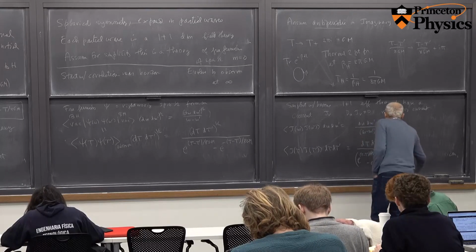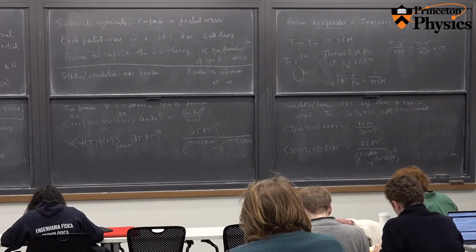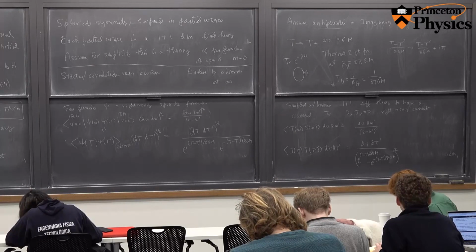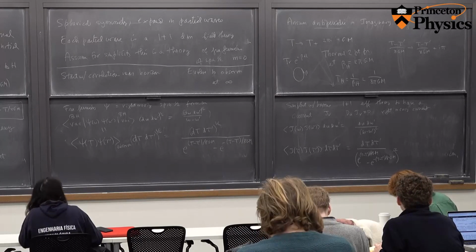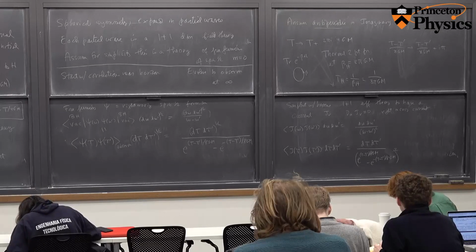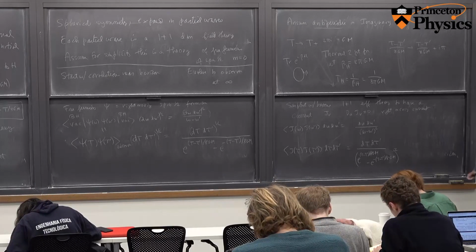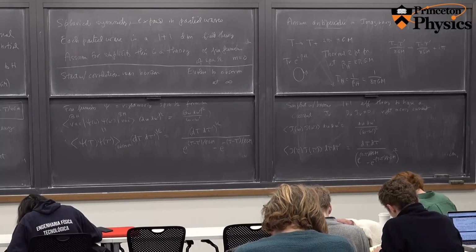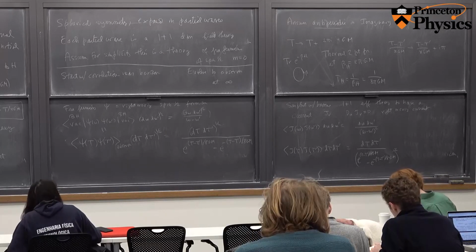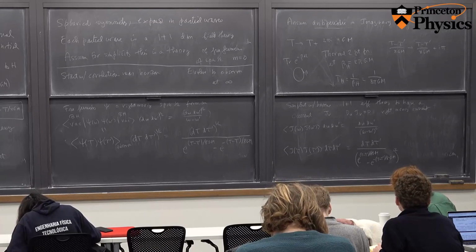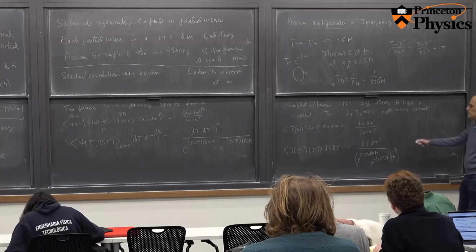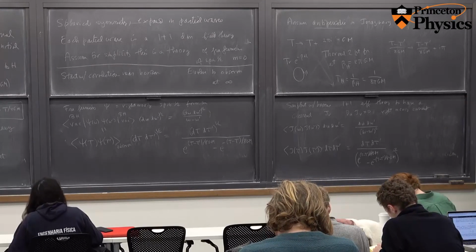Since it's the square of what we had before, it has the same periodicity, but now it's periodic rather than antiperiodic. And that, of course, is the correct answer for bosons. A thermal correlation for bosons is periodic in imaginary time with period beta, while for fermions, we have anti-periodicity in imaginary time with period beta. So for both bosons and fermions, we got the correct periodicity.